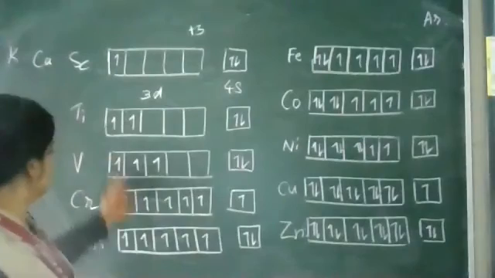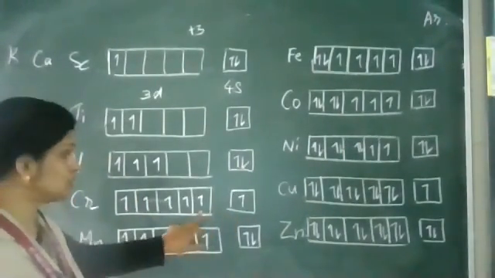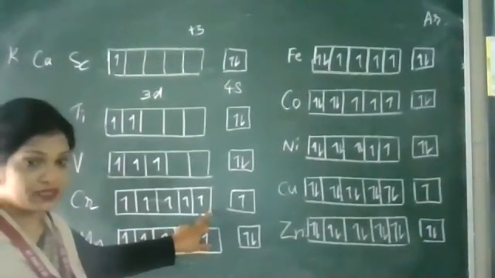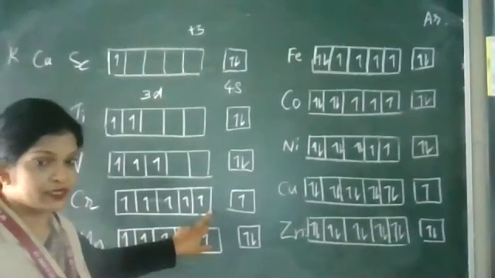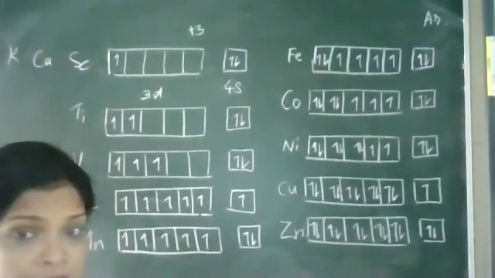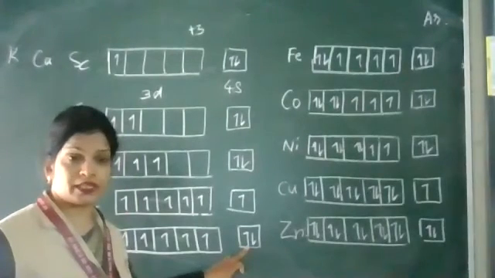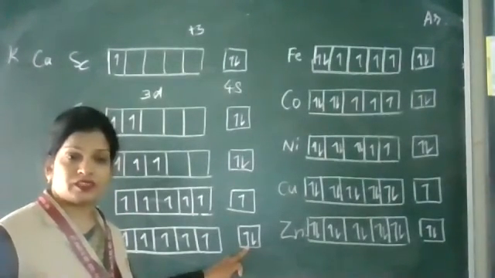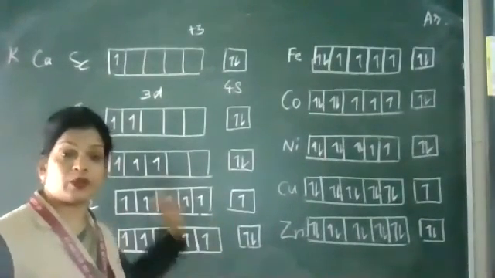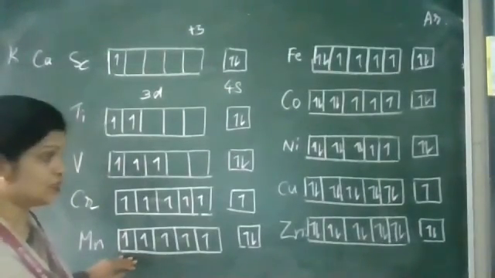Now here, chromium will show +1, but chromium +2 is very difficult, because you are going to disturb the d5 stable configuration, half-filled stability. Now here, manganese +2 is very easy. The first ionization energy plus the second ionization energy together will have a lower value compared to others because it will attain d5 half-filled stability.